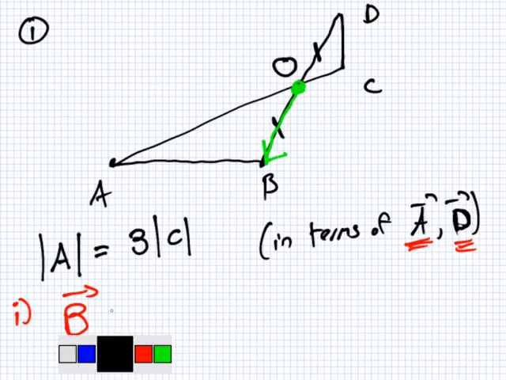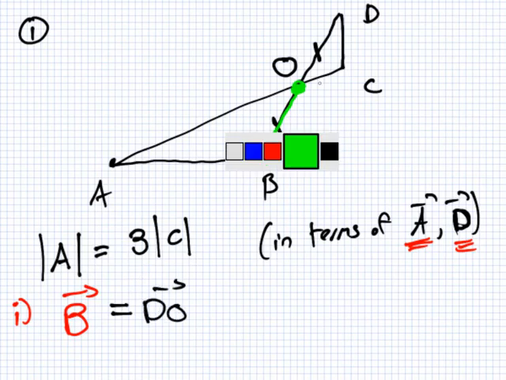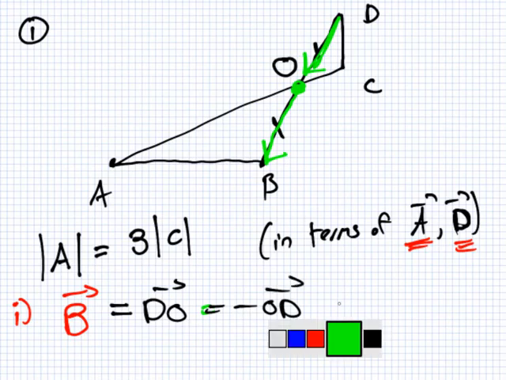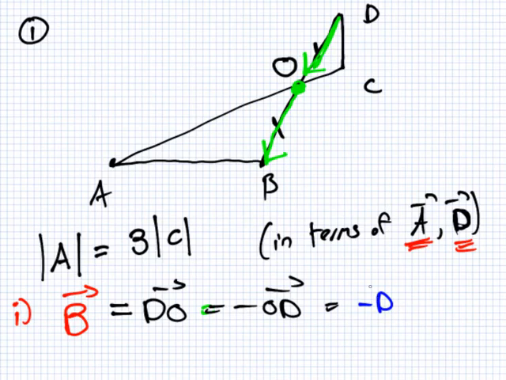Now that's the same as what other vector? D to O plus AB, that's true. But there's another one too, it's the same as D to O here. But D to O is minus OD. And what's minus OD? Just minus D. I'm finished now because I only want to have A's or D's in my answer.